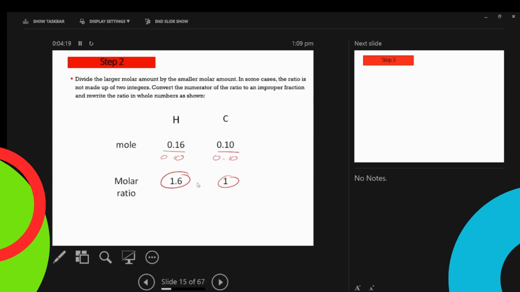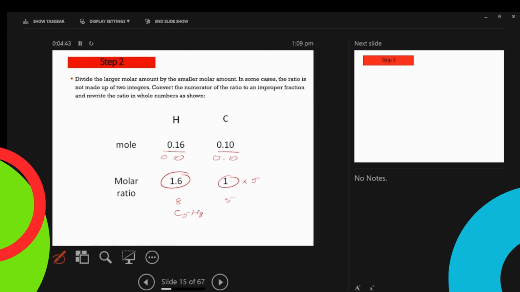But here we have 0.6, so we have to multiply it with 5. So when you multiply 1.6 and 1 with 5, this becomes 8, and this becomes 5. So your final formula will be C5H8. This is the simplest one. You can just simply write what simple technique you can use.